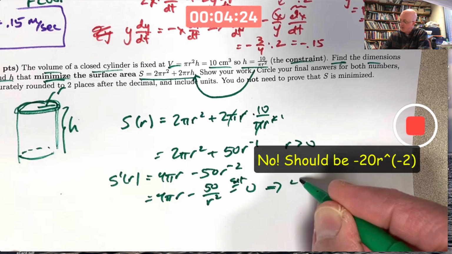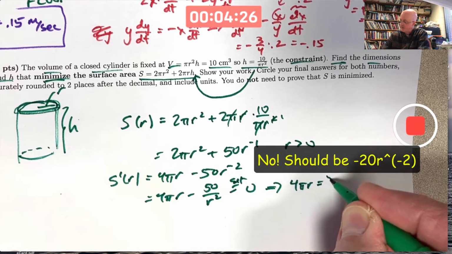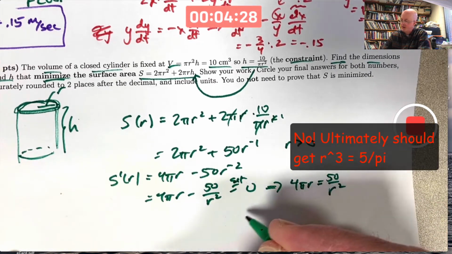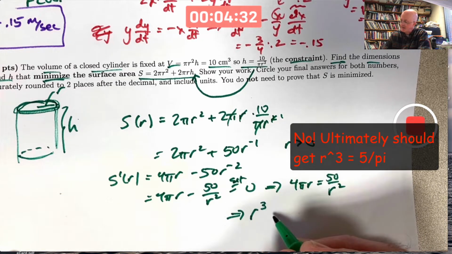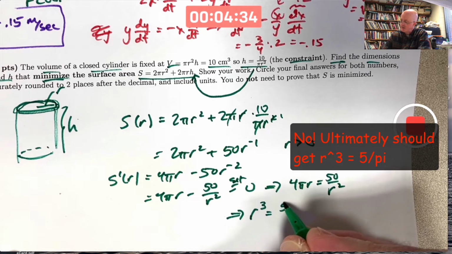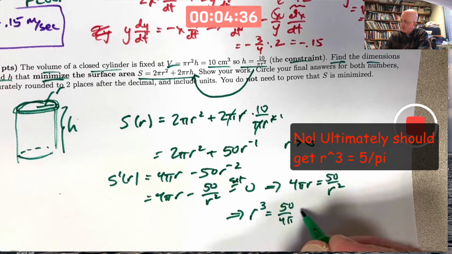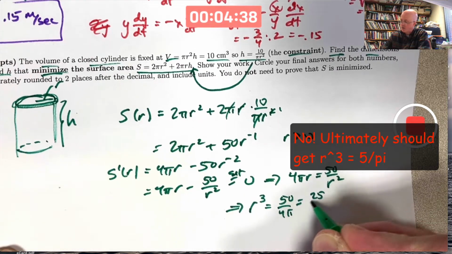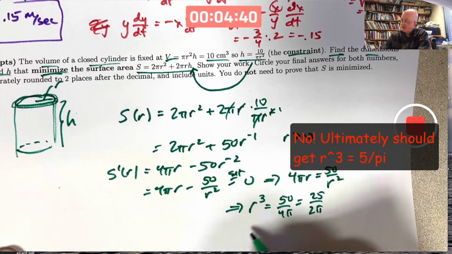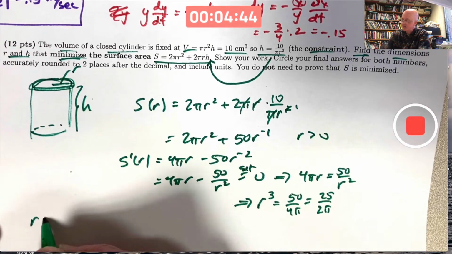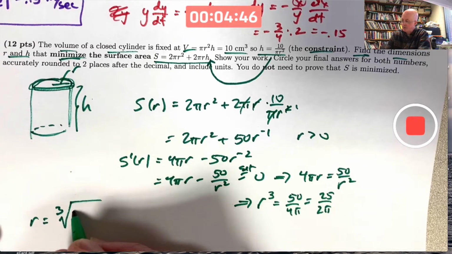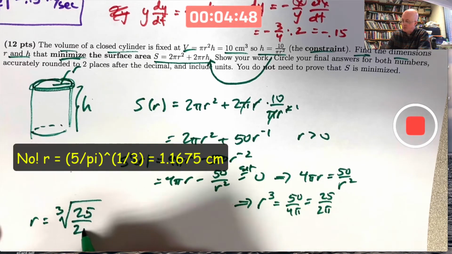You can write this as 4 pi r equals 50 over r squared. We can multiply both sides by r squared and divide both sides by 4 pi to get that r cubed is 50 over 4 pi, or if you prefer, 25 over 2 pi. Therefore, it looks like the radius that gives us the minimum surface area is going to be the cube root of 25 over 2 pi.